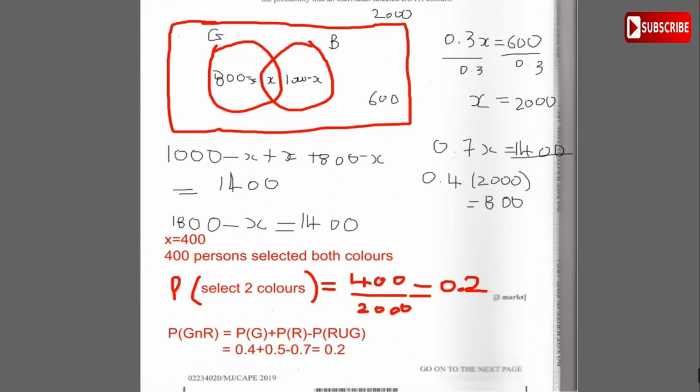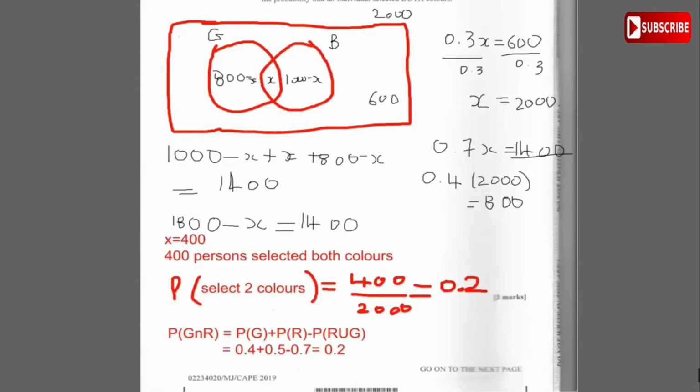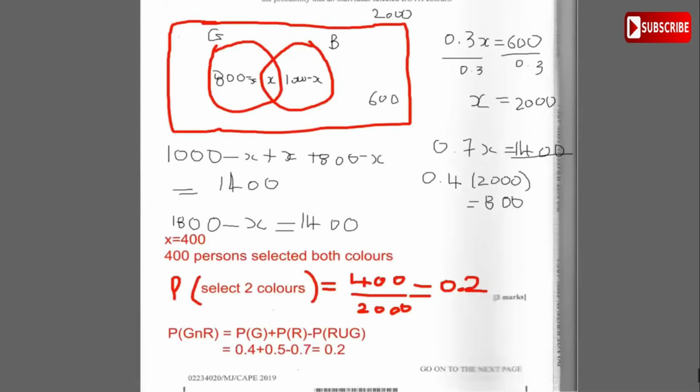Nice. Now it says determine the total number of individuals that participated. 2,000. We found that already. So this was 2,000 persons. We already showed it around here.